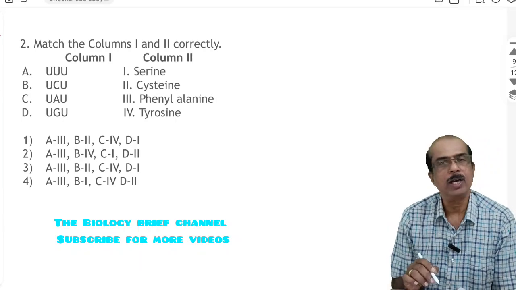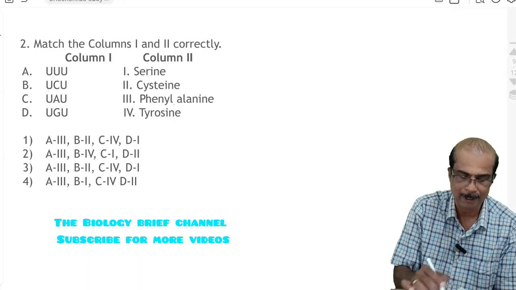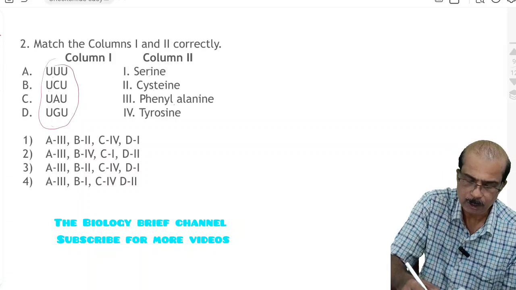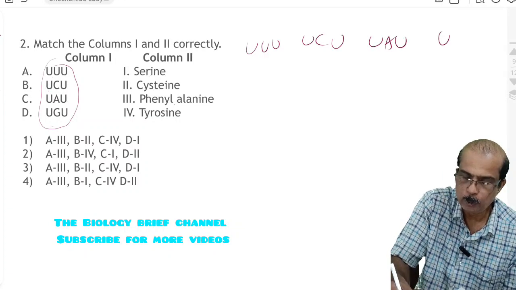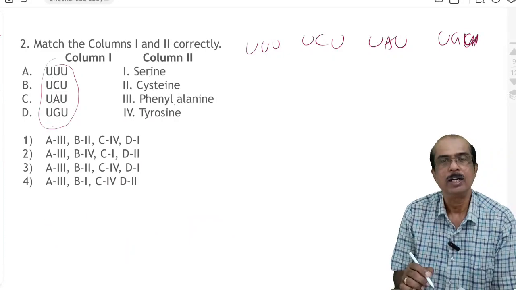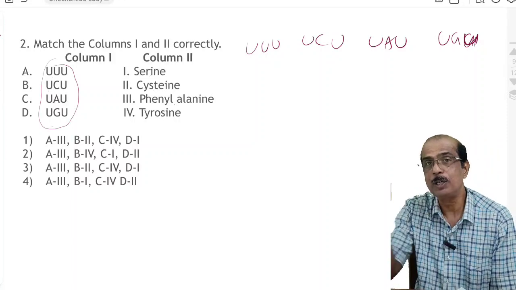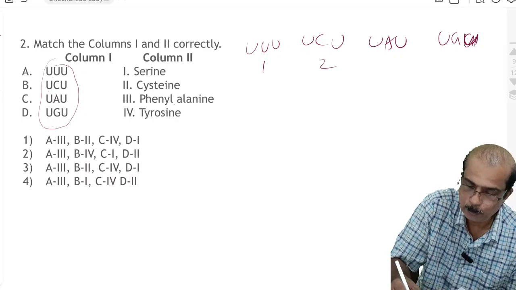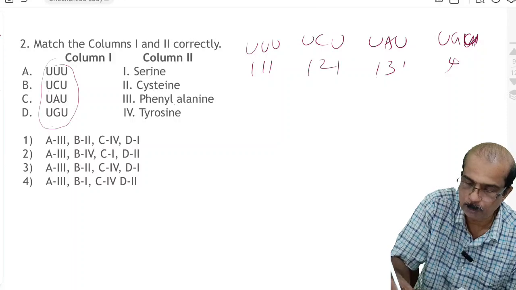Match columns 1 and 2 correctly. UUU serine, UCU cysteine, UAU phenylalanine, UGU tyrosine. If we imagine these codons, UUU, UCU, UAU, UGU, just carefully examine the codon. You can see that all the codons are placed in the first row. Here 1, 2, 3, 4. 1, 1, 1, 1, 2, 1, 1, 3, 1, 1, 4, 1.